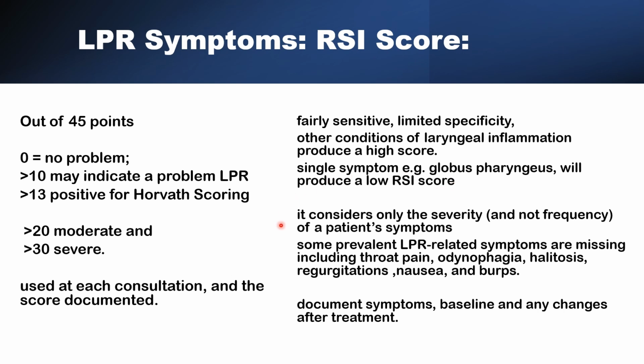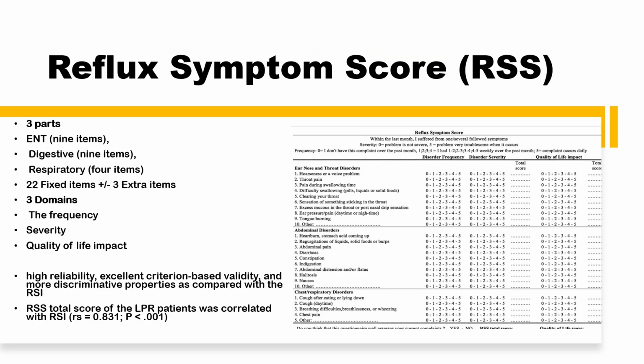On the drawback side, it considers only the severity and not the frequency of the patient's symptoms, and it does not include some prevalent LPR symptoms like throat pain or odynophagia, halitosis, regurgitation, nausea, and burps, but it is still useful at documenting symptoms as a baseline and documenting any changes after treatment. Another validated symptom score system is the Reflux Symptom Score, the RSS.